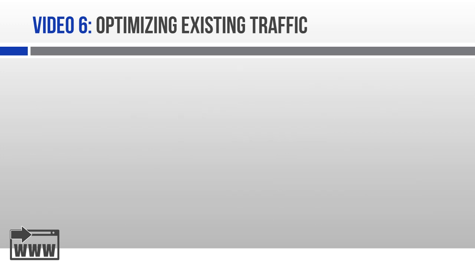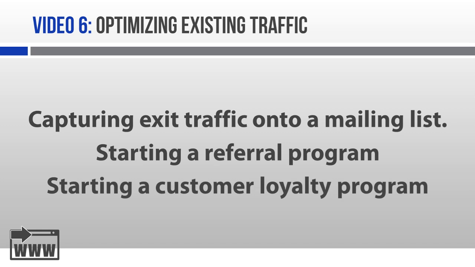So there you have it. 3 ways to optimize your existing traffic, including capturing exit traffic onto a mailing list, starting a referral program, and starting a customer loyalty program. This stuff really works, so I recommend you start putting these strategies to work for you as soon as possible.